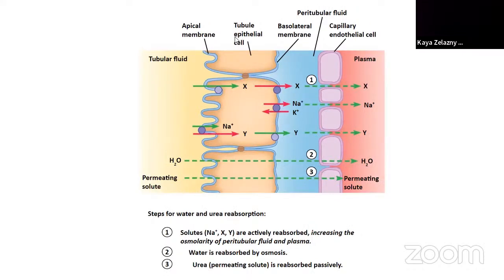There is another solute that's moving along with water in this process, basically. So urea, which we'll mention very briefly again later, is a permeating solute. Permeating solute meaning it can cross the membrane here. So urea is also being reabsorbed passively during this process. So we're also removing urea from the tubular fluid here in the proximal tubule.